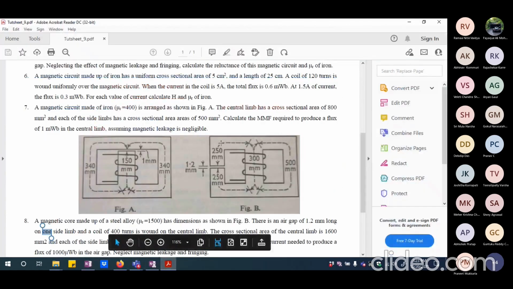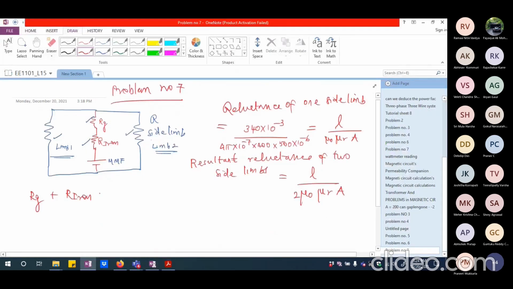Rg will correspond to this 1 millimeter gap and the area is 800 mm square. So I'm going to have 1 millimeter gap, which is 1 multiplied by 10 power minus 3, and 4 pi into 10 power minus 7. And I'm going to have area of cross section, which is 800 into 10 power minus 6. That is going to be Rg.